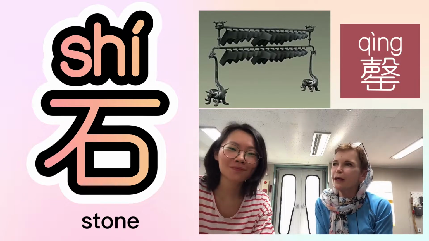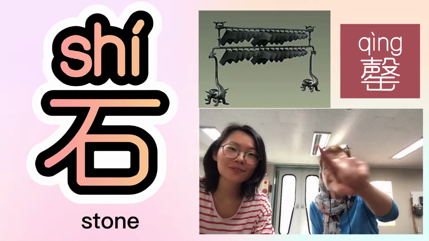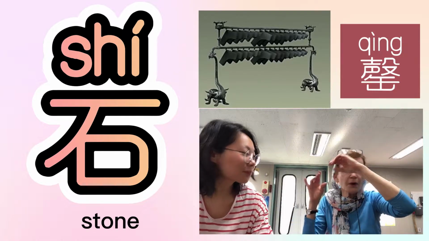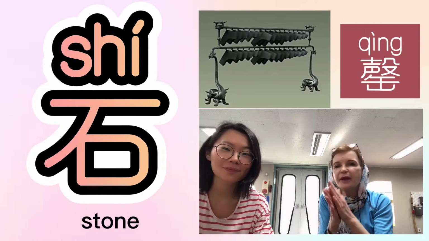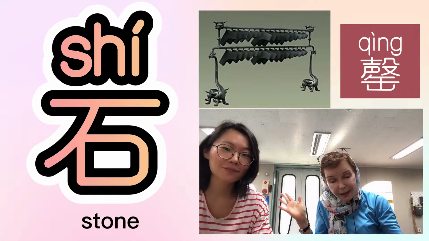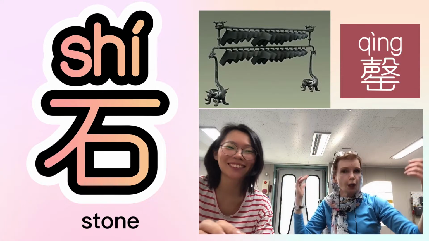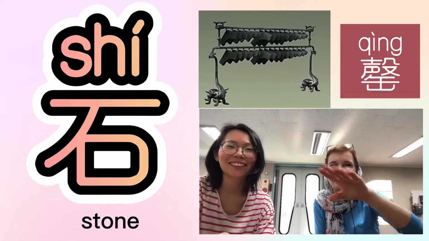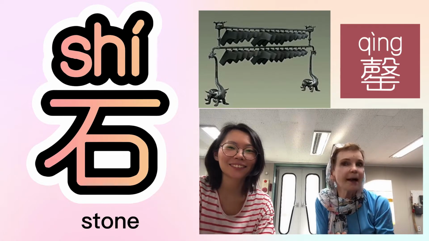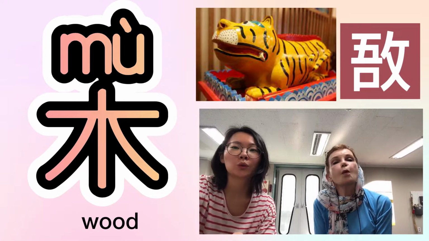Isn't it interesting that they use stone to make music? It's so cool. And as you look at that picture, you can see there's all different sizes of those pieces of stone, and they're shaped in a certain way. And we know the longer the instrument, the lower the sound. The longer the stone piece, the lower the sound. So that's going to be kind of like a xylophone sound, going high to low. Yes. It's an interesting sound. Yes. Made of stone. Next one is mu, which means wood.